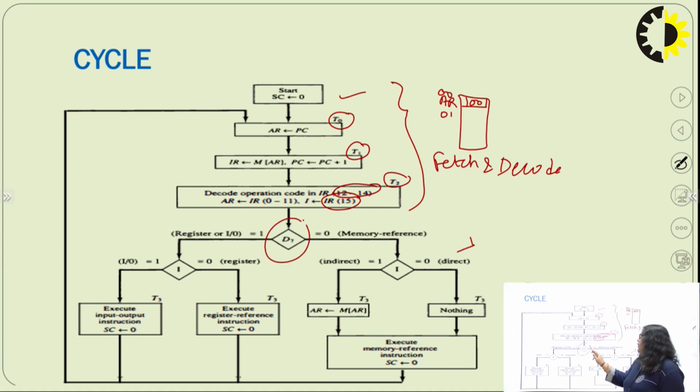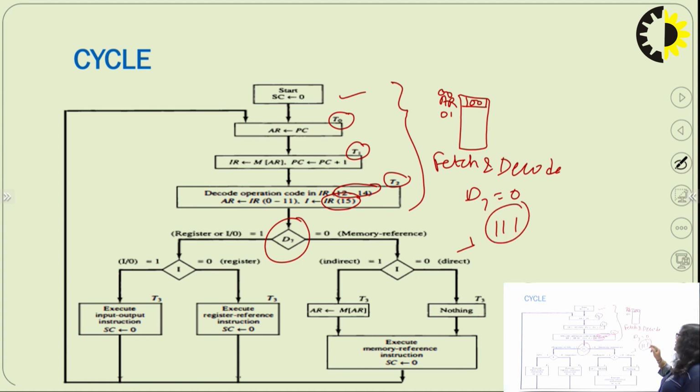Now, D7. What is D7? D7 is a very crucial decoder bit. When D7 is 0, that means 1, 1, 1 is not included in the D0 to D7 bits. So when D7 is 0, it refers to the memory reference instructions. There are 3 types of instructions: register reference, memory reference and input output reference.